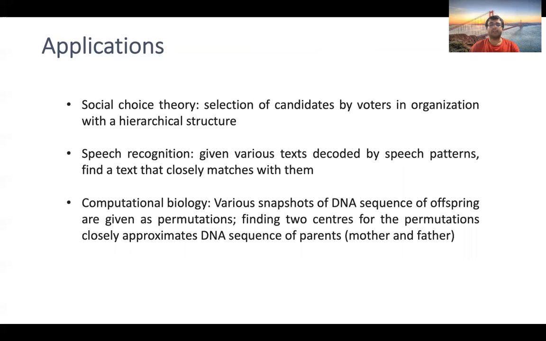Now, similarly, there are applications in computational biology. The snapshots of DNA cannot be completely read, and we will read only portions of them. They will be considered as permutations, and we will need to find here two centers instead of one. This problem is similar to ours, but it's not exactly the same. The two centers represent essentially the DNA sequence of the parents, the mother and the father.